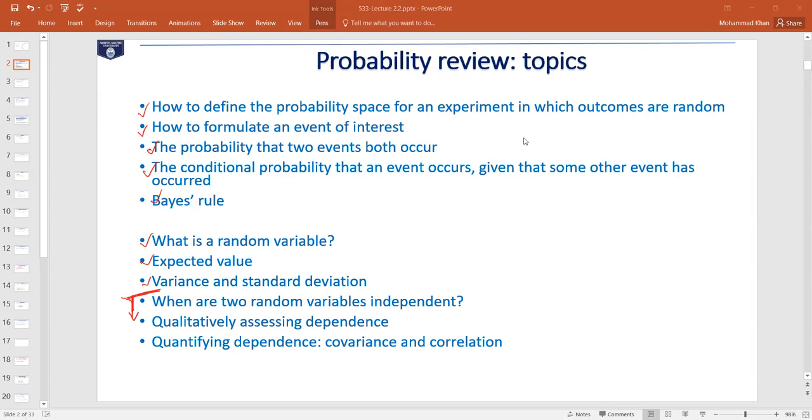Again, I think you already know these concepts, but still this is probability. So I think for many of you, you need some brush up. So that's what we'll do in this lecture.